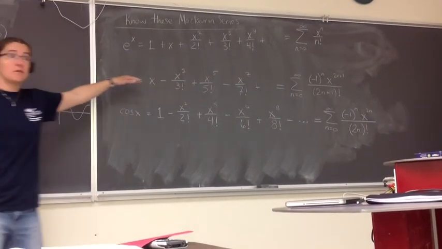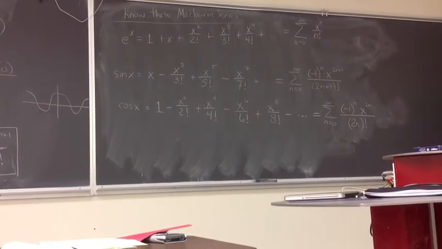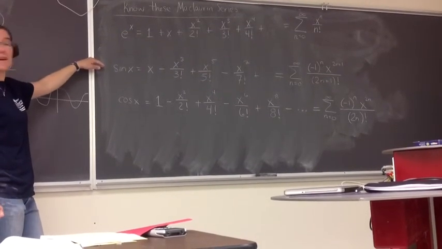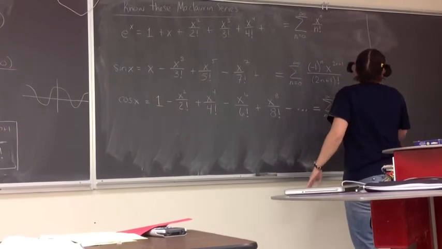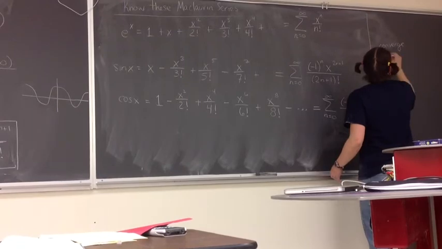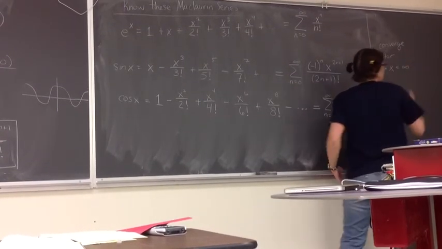Now we didn't prove this, we did not go through the ratio test for the sine of x, but it turns out that if you test the ratio test with sine x, it also converges for all values of x. And so all three of these series converge for x between negative infinity and positive infinity.